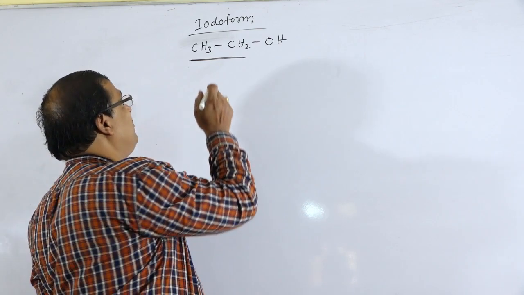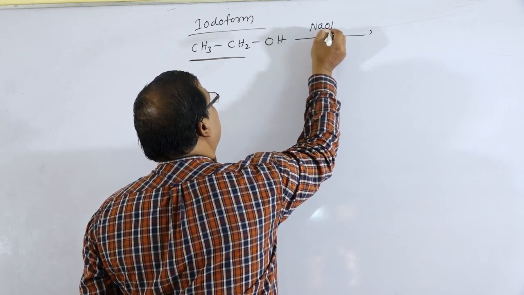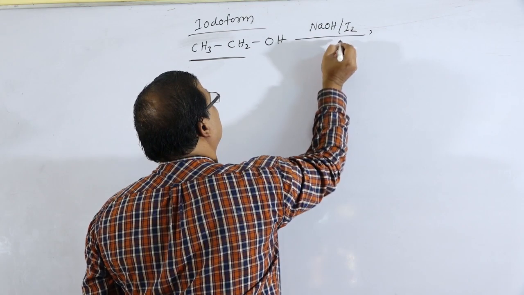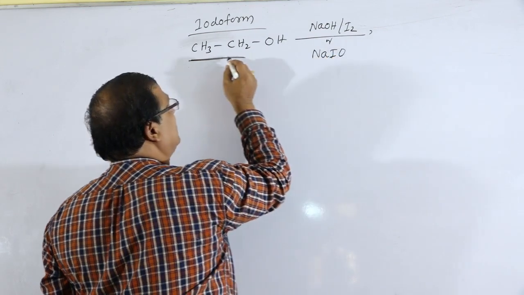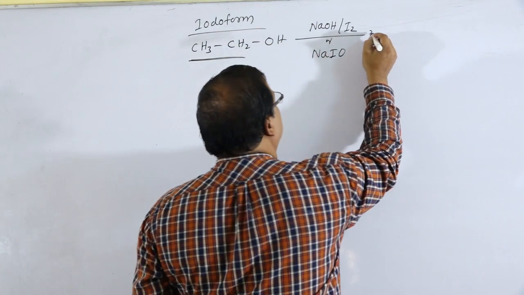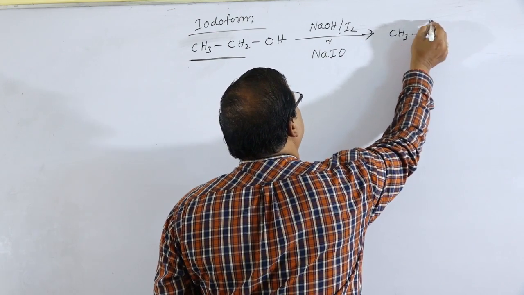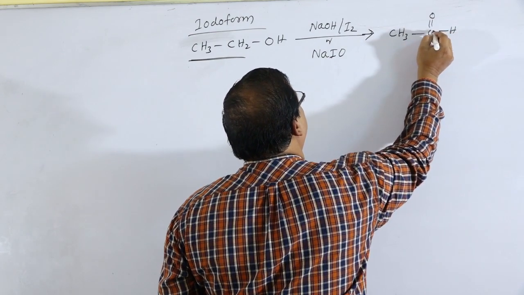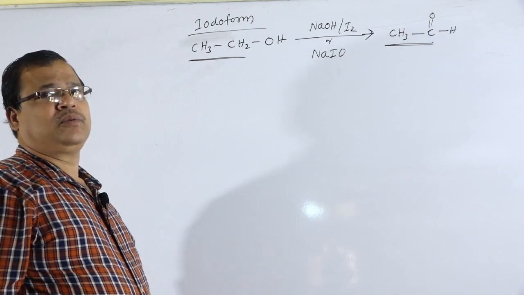So if we take ethyl alcohol and treat it with NaOH and I2, this compound is first converted into CH3CHO. This compound contains the CH3CO group.